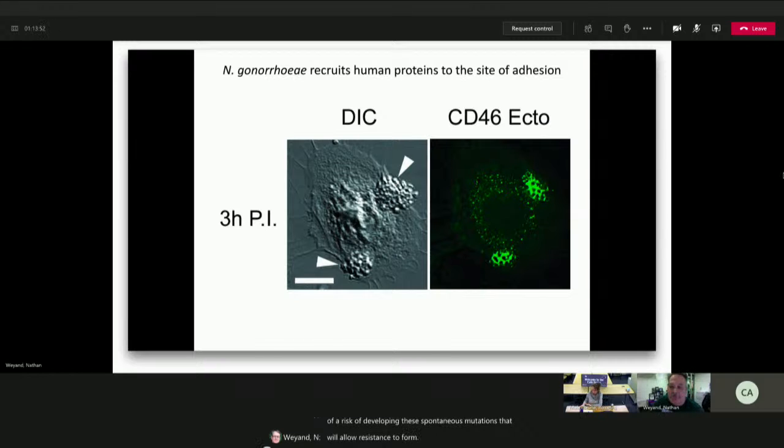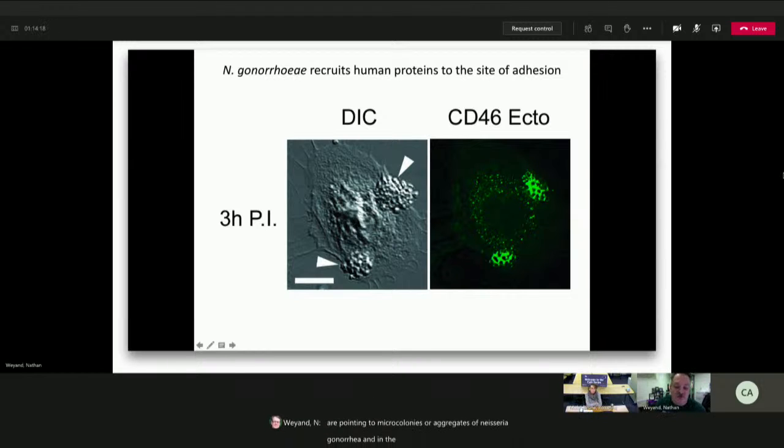We're looking here on the left at a polarized light image of an endocervical epithelial cell. This cell line was derived from a cervical biopsy, and this is a site that Neisseria gonorrhoeae infects in women. The arrowheads are pointing to microcolonies or aggregates of Neisseria gonorrhoeae.